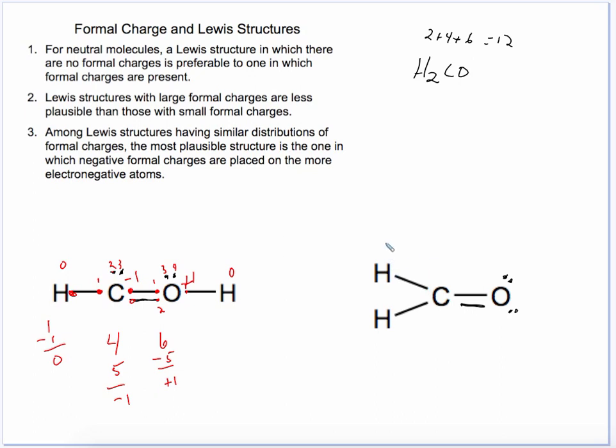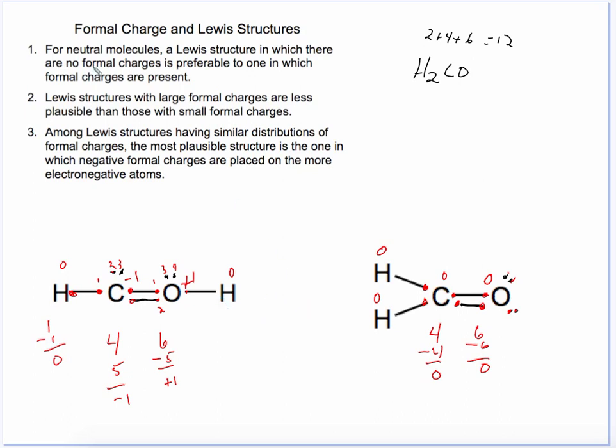Now let's go over here. All right, so anytime hydrogen, it's just 1 minus 1, so it has a formal charge of 0. This has a formal charge of 0. Now let's do carbon. 4 valence electrons minus 1, 2, 3, 4. So 4 minus 4 is 0. Okay, oxygen, 6 valence, 1, 2, 3, 4, 5, 6. So 6 minus 6 is 0. So this is 0.